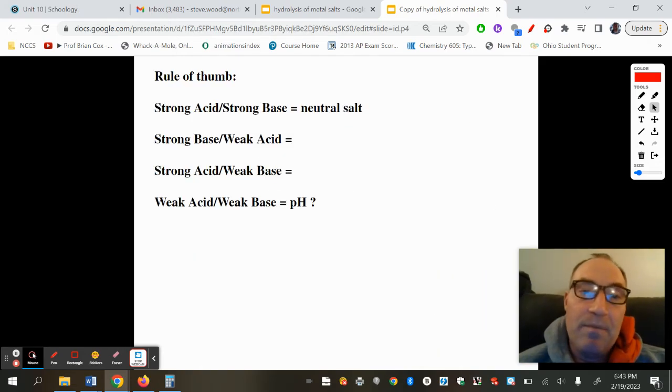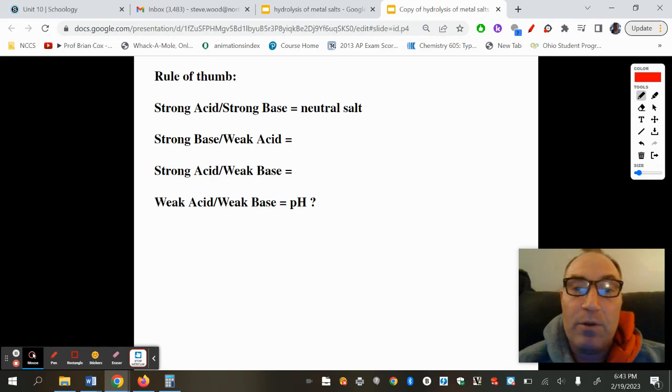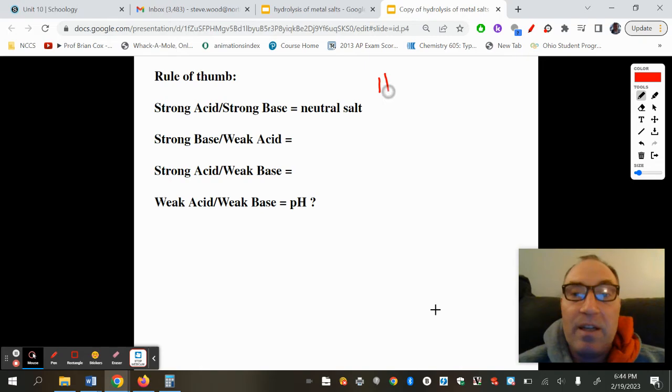Okay, so let's keep going. Because of the fact that salts can produce acidic or basic solutions, first off, if it is a strong acid plus a strong base, something like HCl plus NaOH, your salt would be NaCl, and that is neutral.